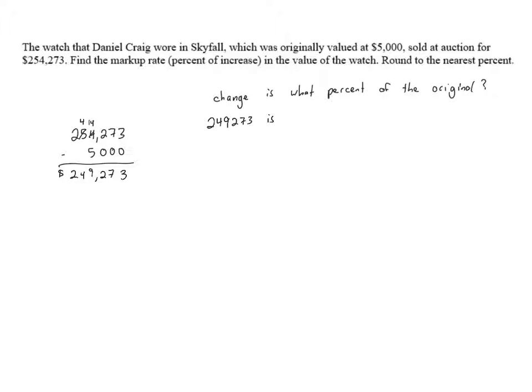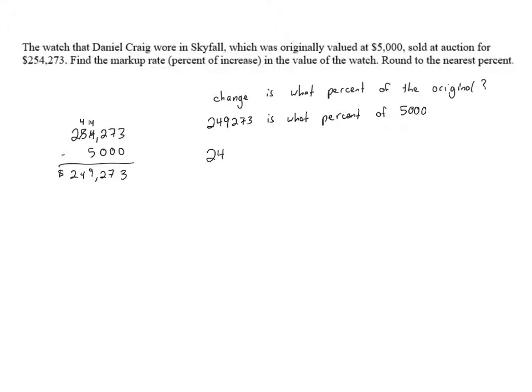And this is, now what percent? We don't know what the percent is. So that's just going to be what percent of, and the original value here is $5,000. That's the original value of the price before it got super expensive because a famous person wore it in a movie. So now we can convert this to an equation.